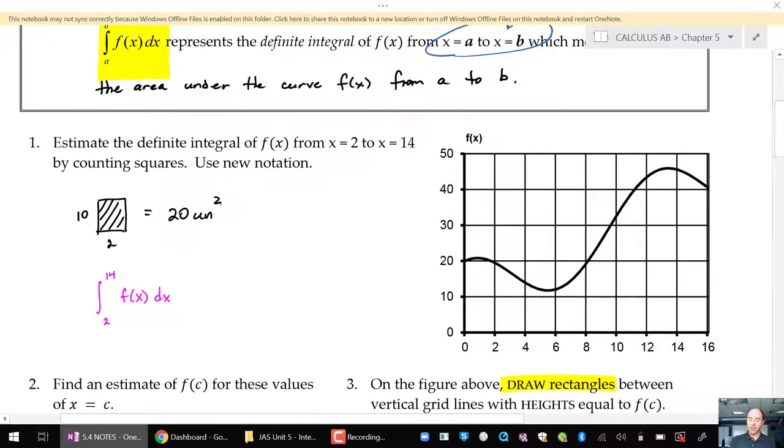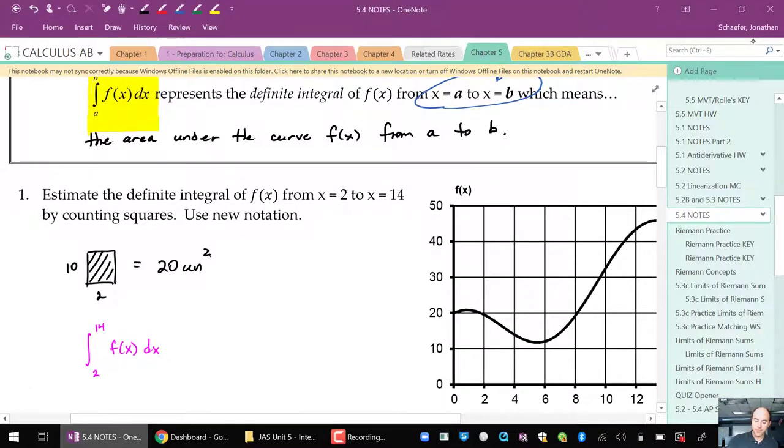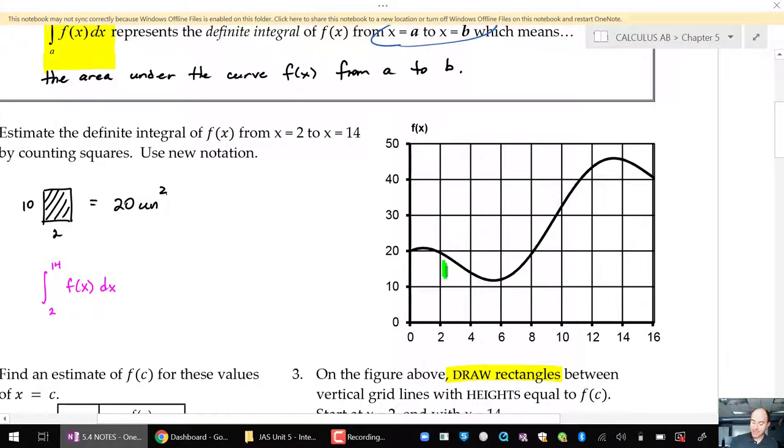So here it is, definite integral notation. Number one in this activity says to estimate the definite integral of f from 2 to 14 by counting squares. Well, first of all, let me do this. I'm going to actually color in the exact amount of area from 2 up to 14. I'll use this green color right here. And if I color this in, you can see all the different regions or this big section of area that we want to compute.